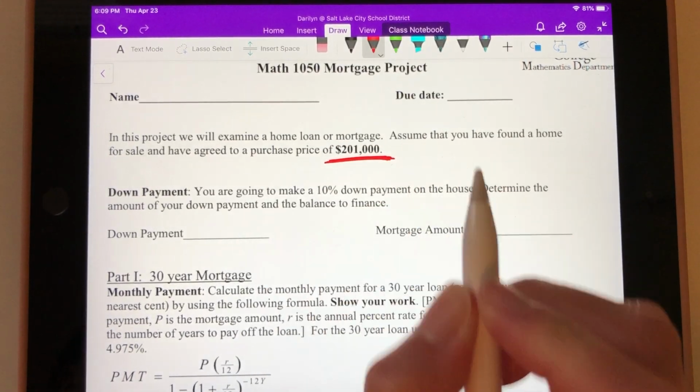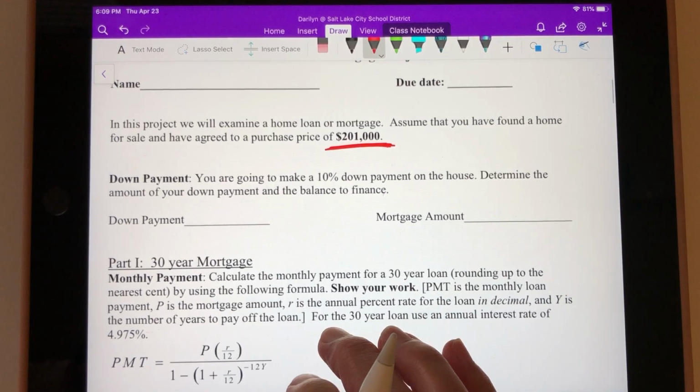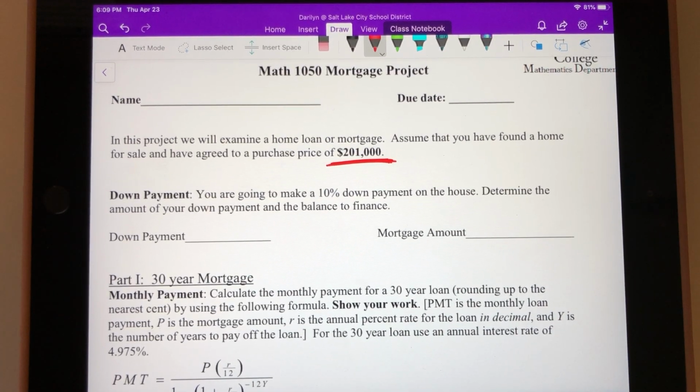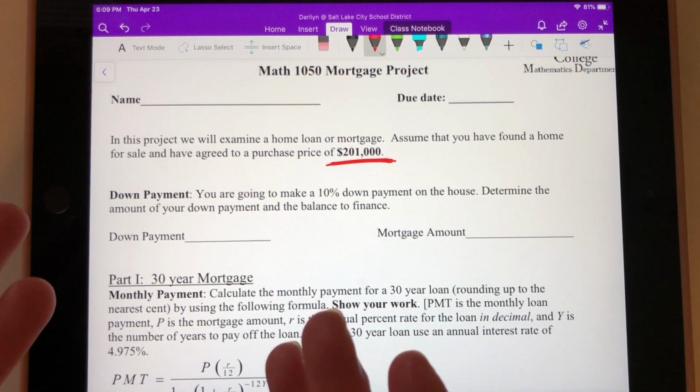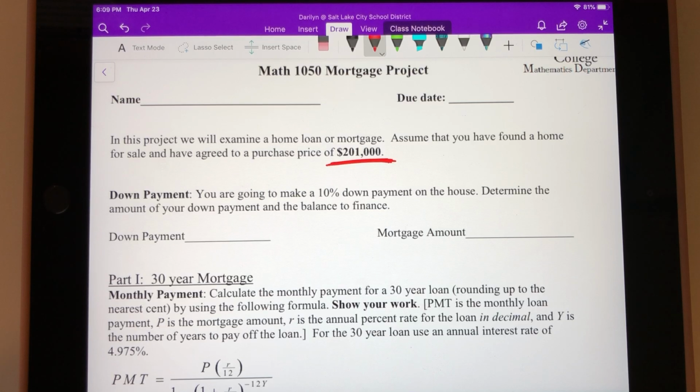$201,000. So that's pretty good for a house. The down payment is the amount of money that you give the bank right off the bat for the loan. So that amount of money is not going to have any interest built off of it. You're not going to pay any extra money based on the down payment.